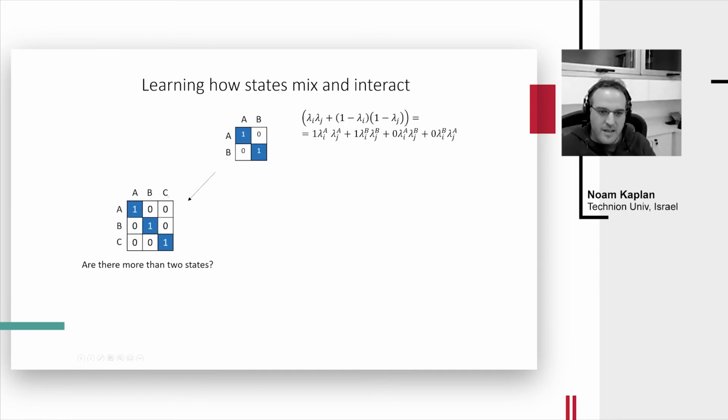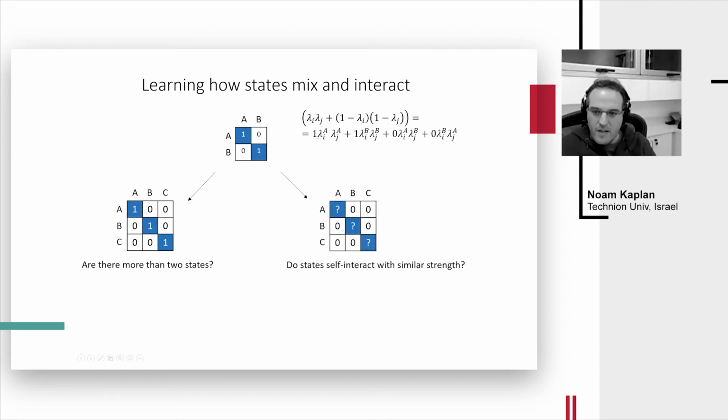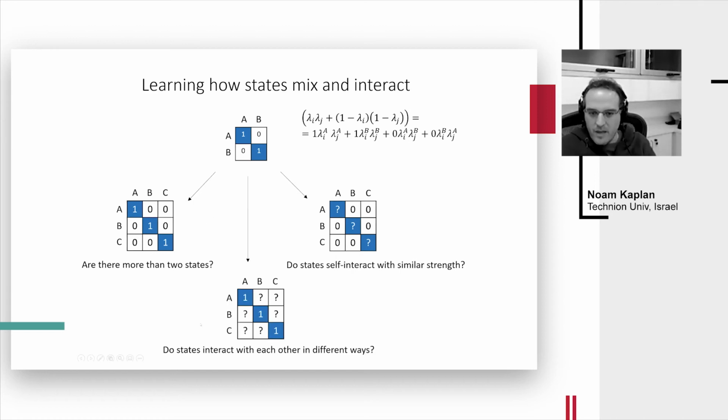Okay, so now let's extend it to a bigger model. Are there more than 2 states? Do states self-interact with similar strength? For example, should these be 1? Are they different from one another? What about the zeros off diagonal? Perhaps states interact with each other in different ways. Okay, so we can now use this framework to discover these things.